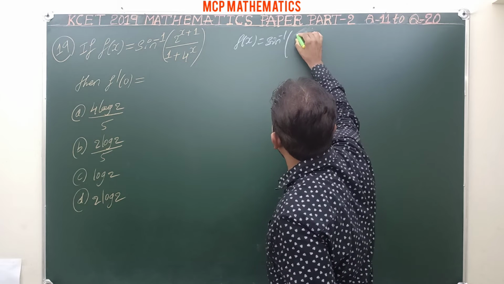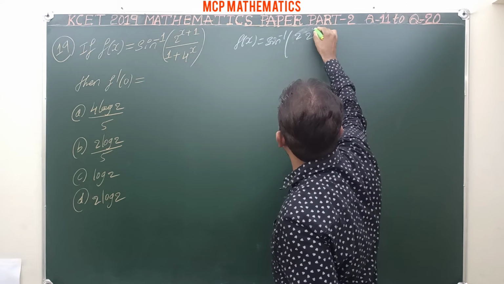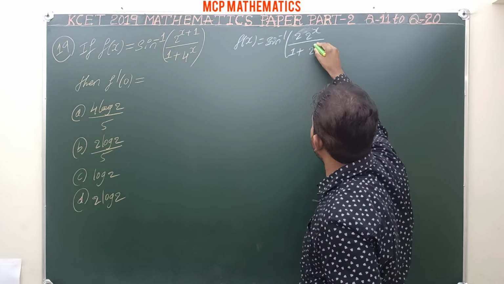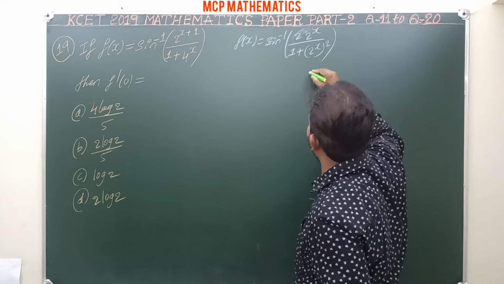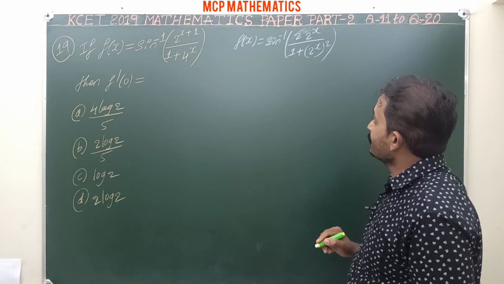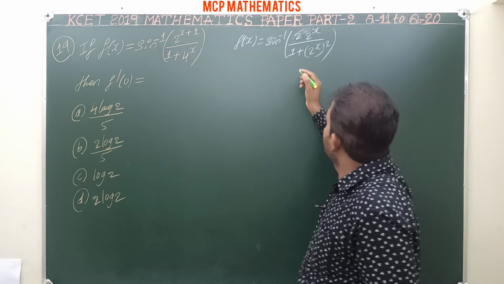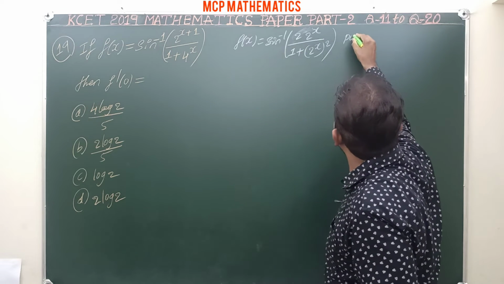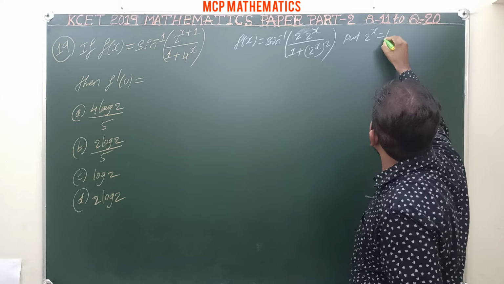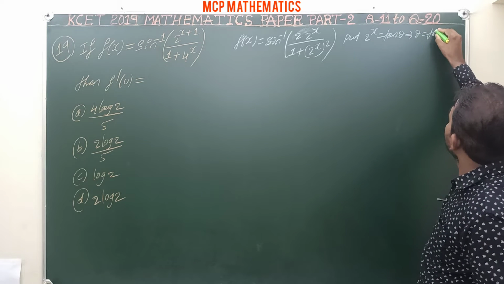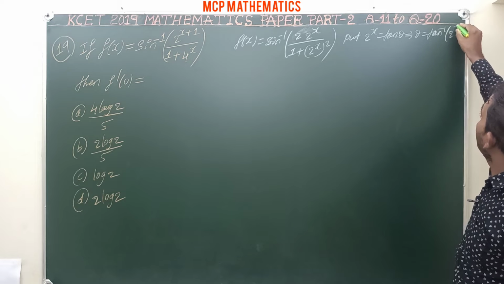It can be written as 2 into 2 power x divided by 1 plus 4 to the power of x, which can be written as 2 power x to the power of 2. For convenience, it can be written in this type. So here in this case substitution is needed. We put 2 power x is equal to tan theta. Now this implies theta is equal to tan inverse of 2 power x.